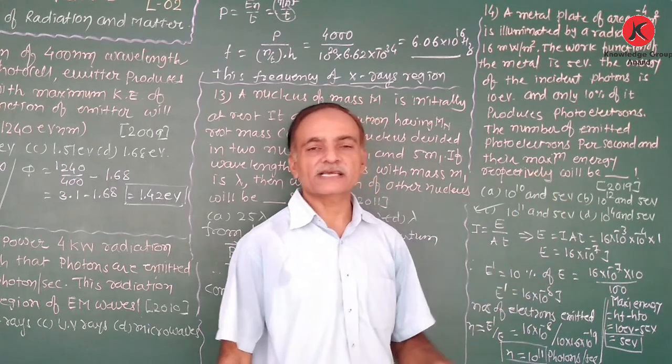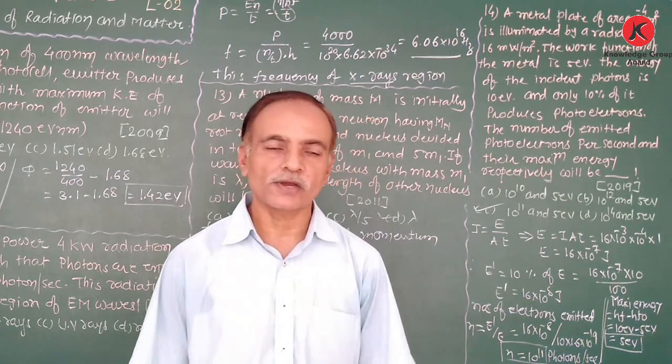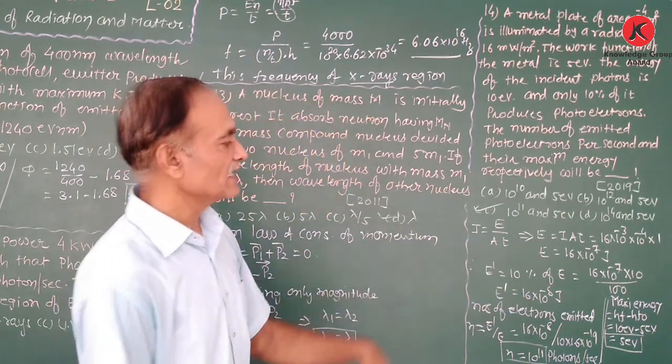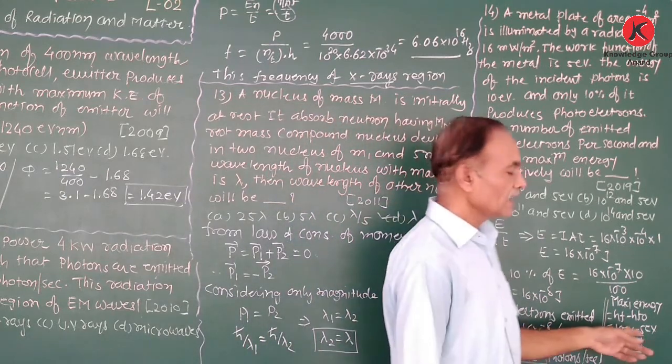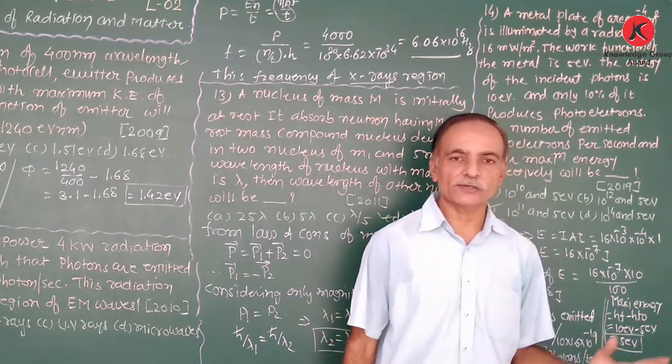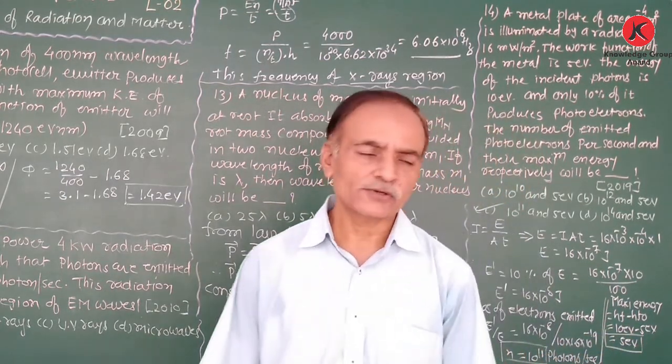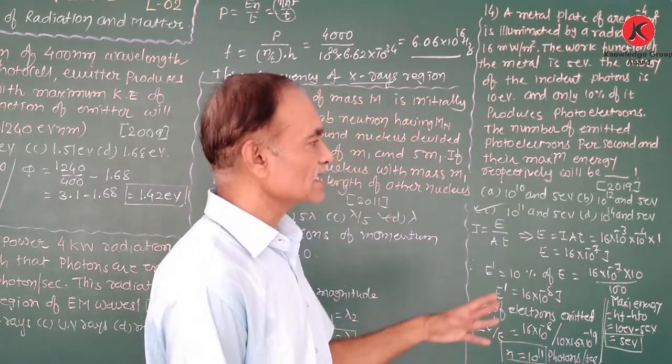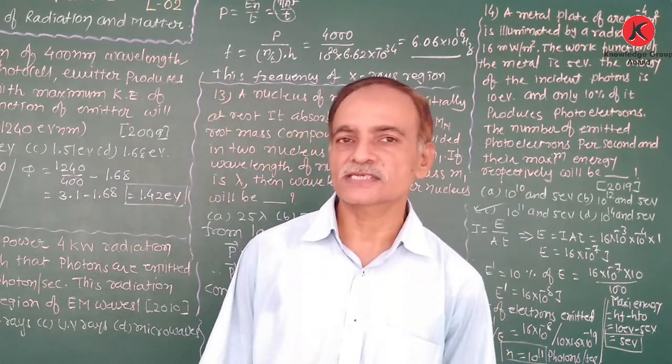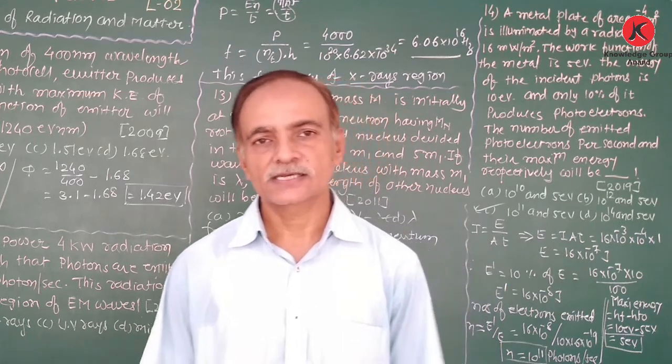Now, what should be the maximum energy of the photoelectrons emitted? Therefore, hf minus hf0, 10 electron volt minus 5 electron volt. Therefore, 5 electron volt is the maximum energy of the photoelectrons emitted. Clear this? Okay.